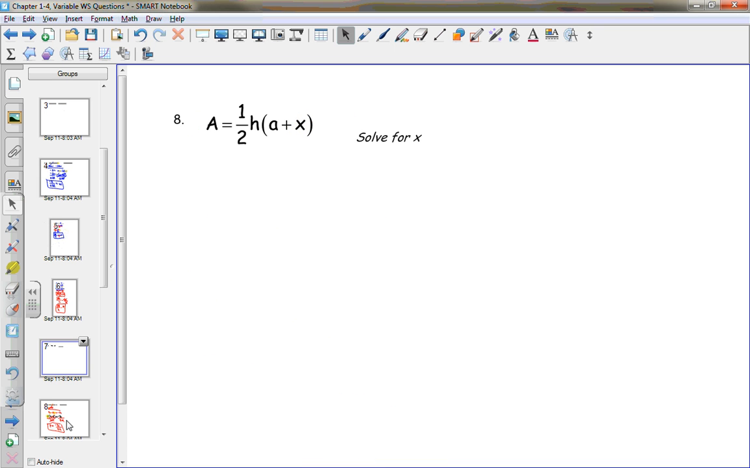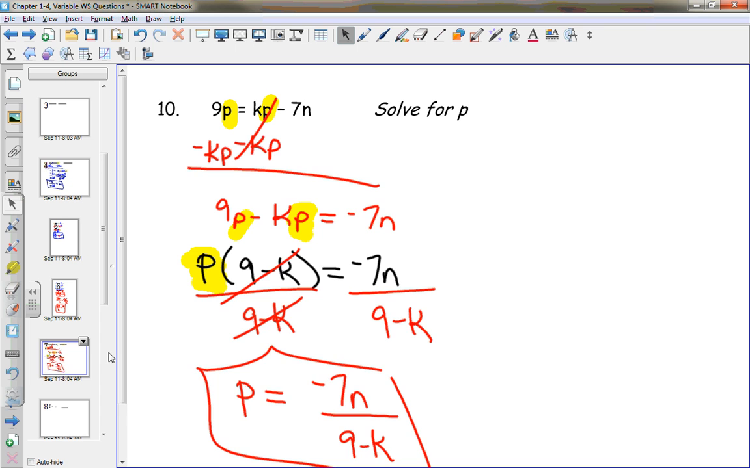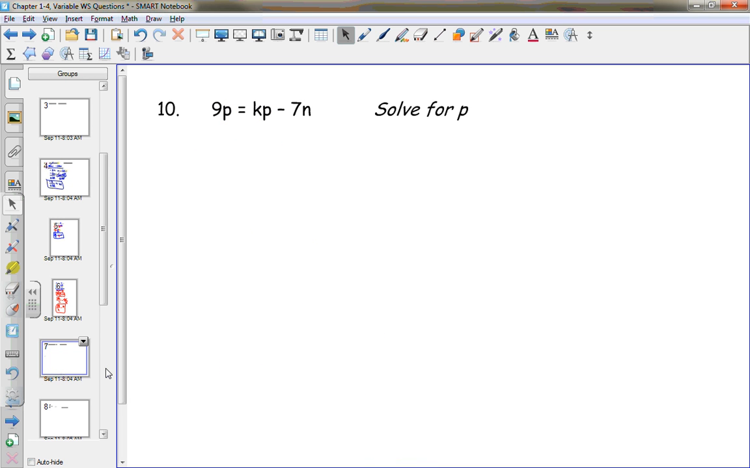Okay, moving right along. Number 10. Talk to me. What do we solve for? P. How many P's do I have? 2. I have an issue, don't I? What is my issue? They're on opposite sides. How do I take care of that? Excellent job. I'm going to subtract KP from both sides.